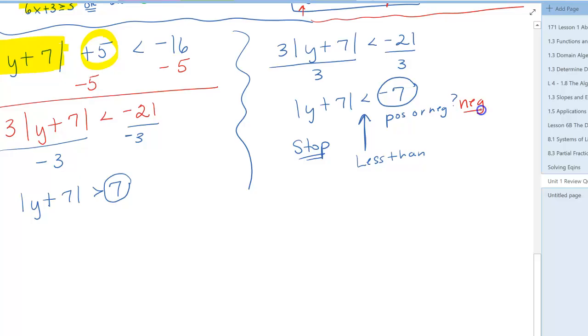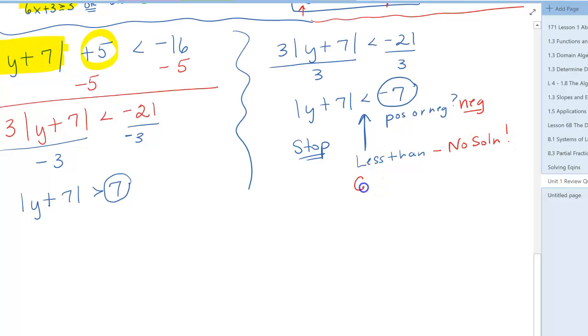So think about it. If you take the absolute value, you're going to get a positive number, regardless of what's inside here. And a positive number will never be less than a negative number. So the answer is no solution.